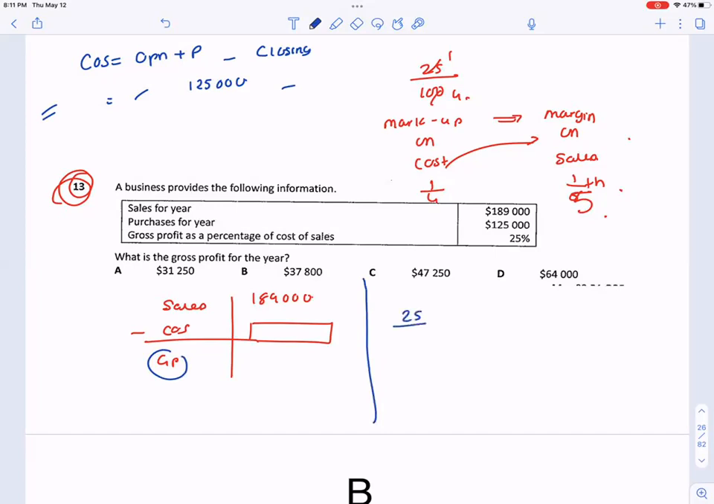It is 25% on what? On cost of sale. But do you have costs? No, we don't have cost. We only have purchase. So you have to convert this into sales. 25% on cost means it is 1/4 on cost.